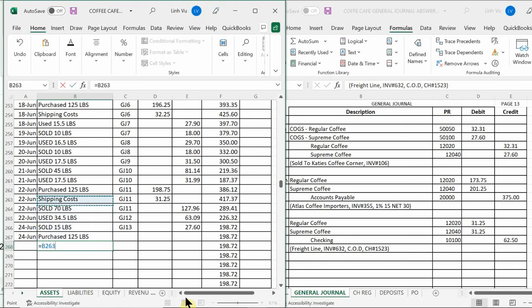We purchased 125 pounds and we are going to be doing our shipping as well. We got 201.25 for buying the coffee for 125 pounds, and we have shipping for $31.25. So your ending balance in your Supreme Coffee account should be $431.22.